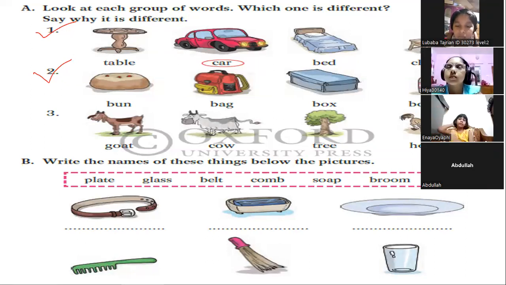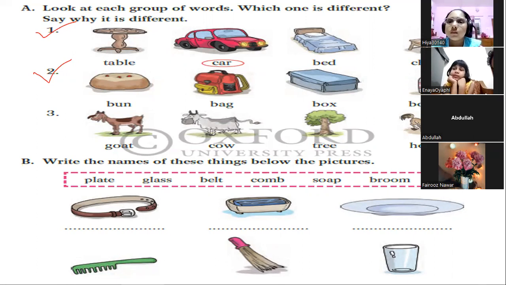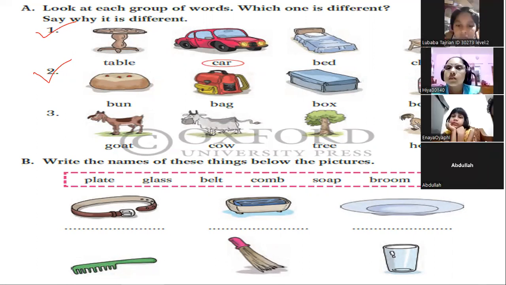Okay, say, which one is different? Bag. Okay, Abir says bag. Okay, Inaya, which one is different? Bottle. No. The answer is bun.